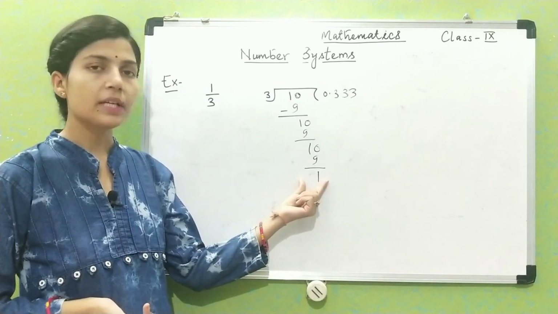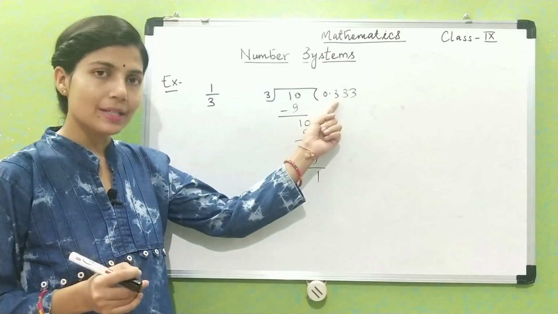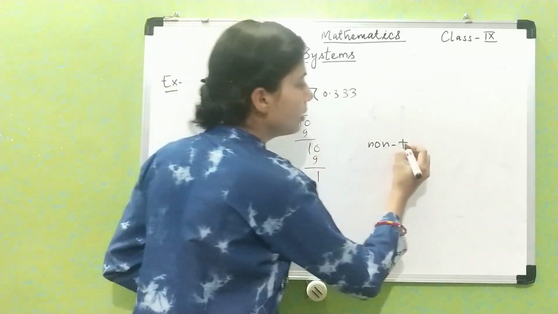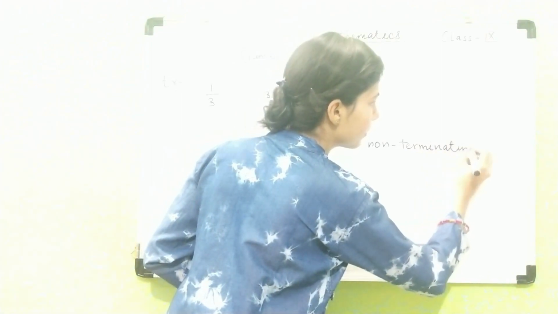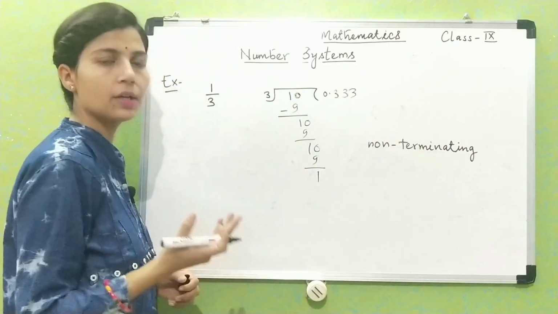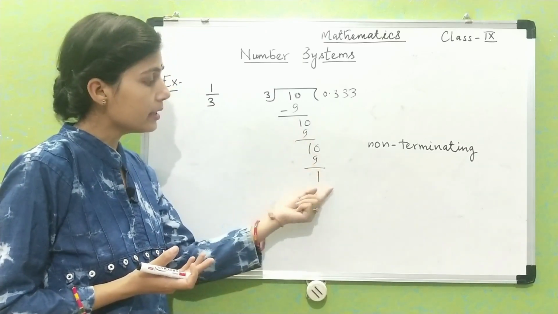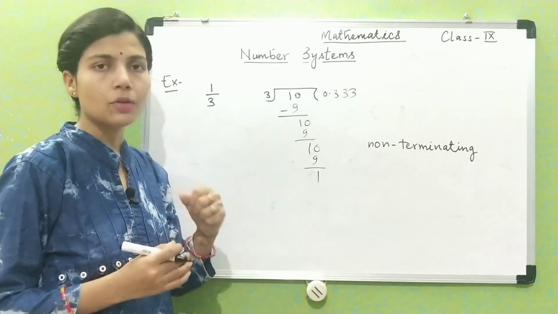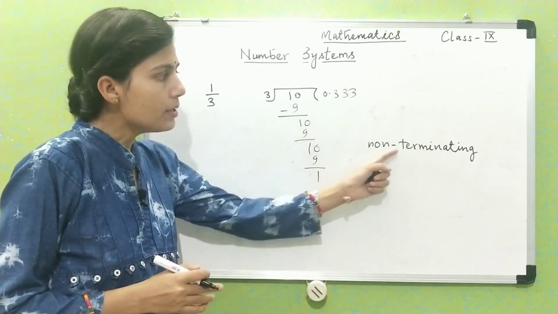So this type of decimal expansion is non-stoppable, so it is non-terminating. This type of decimal expansion is called non-terminating. Non-terminating means, what does termination mean? To stop. As you can see here, the remainder that comes again and again is 1, not 0. It means the division is not being stopped at a certain point. Okay, so this is called non-terminating.